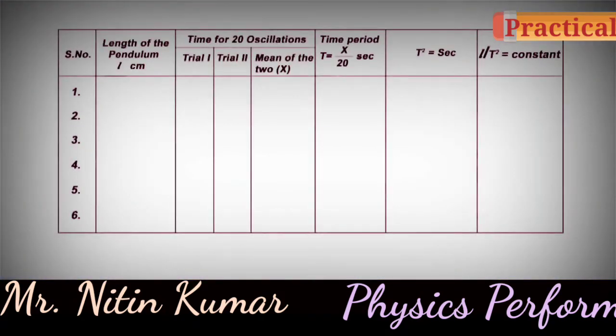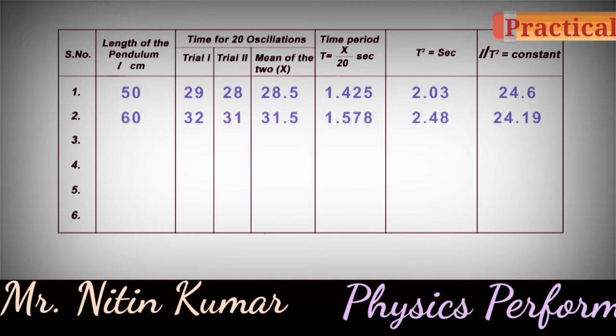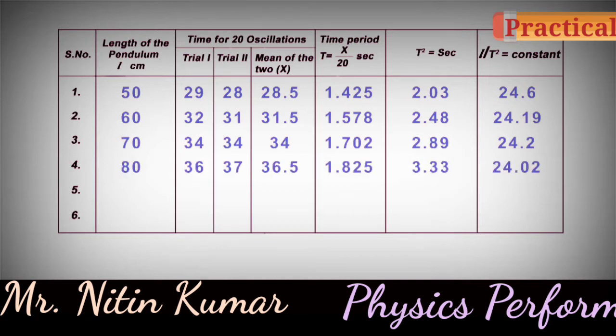Here, the length of the pendulum is 50 centimeters. The time for 20 oscillations in trial 1 is 29 seconds. In trial 2, it is 28 seconds. Therefore, the mean of the two values is 28.5. Time period T is equal to 1.425. The value of T square is equal to 2.03 and its corresponding value of L by T square is equal to 24.6. Similarly, the values for the lengths 60, 70, 80, 90 and 100 are as follows.